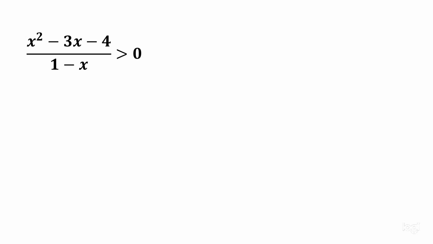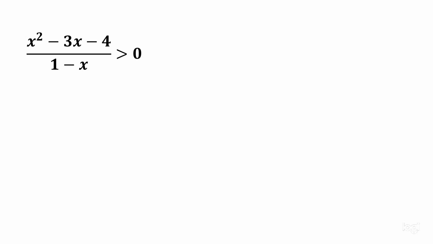In this video, we are going to use a sign chart to determine when this inequality is satisfied. So the inequality is x squared minus 3x minus 4 divided by 1 minus x, and we want that to be greater than 0. The way we do this is we figure out when this function can change signs. And so this function can change signs either when it's 0, which would mean the numerator must be 0, or when it's discontinuous, which would be when the denominator is 0.